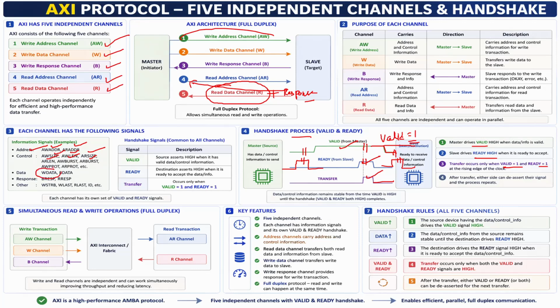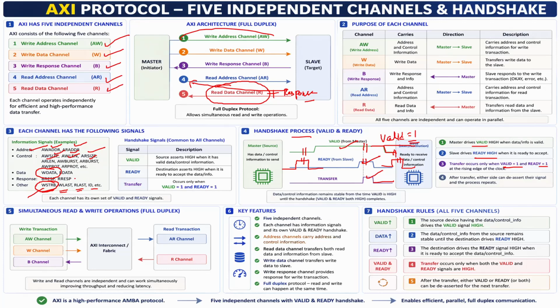And data signals, what are the data signals we have? W data and R data. W data for the write data channel and R data for the read data channel. And other signals: W strobe, W last, R last, and ID. These are all other signals. While defining which bytes are valid data you are transferring, this write strobe tells you. And the last signal means the last transfer happens and your transaction is closed. That means when W last is high, your communication is completed.